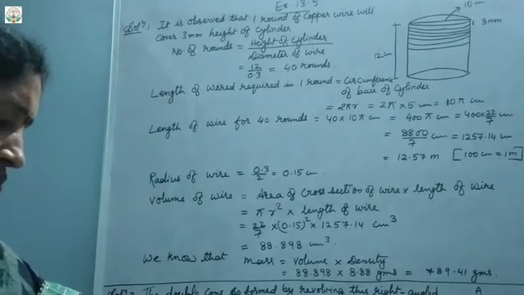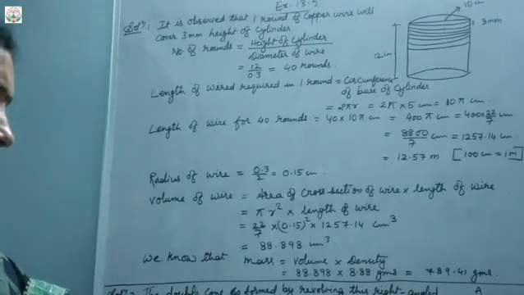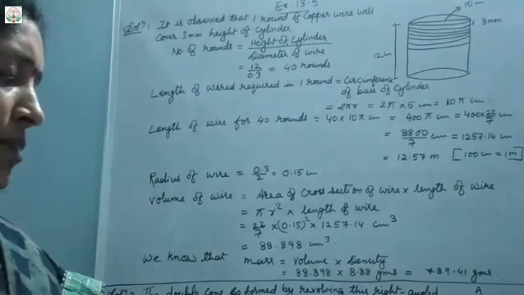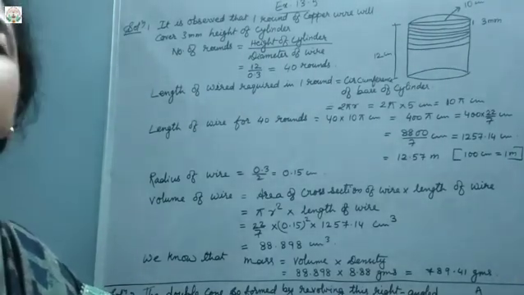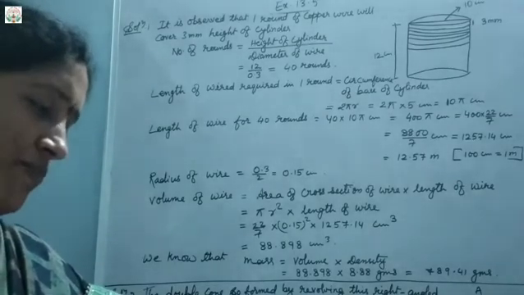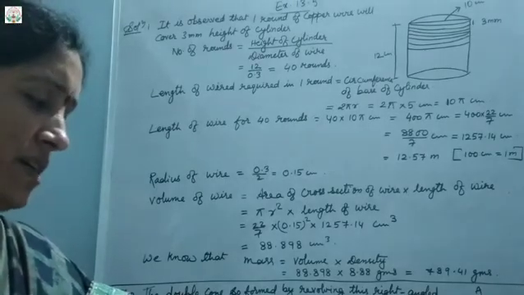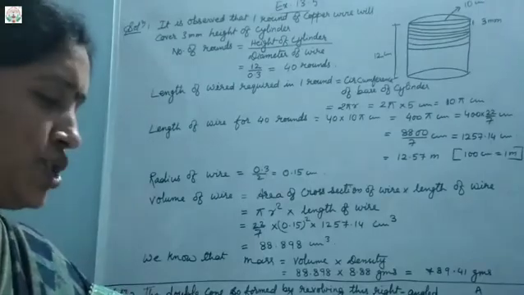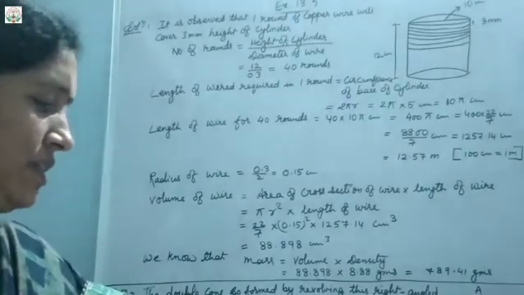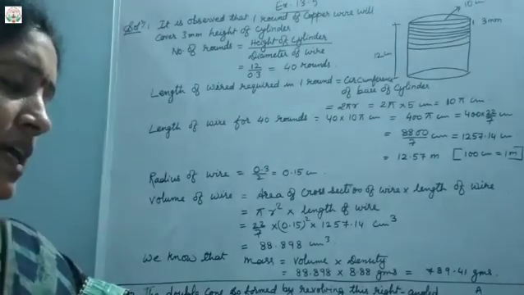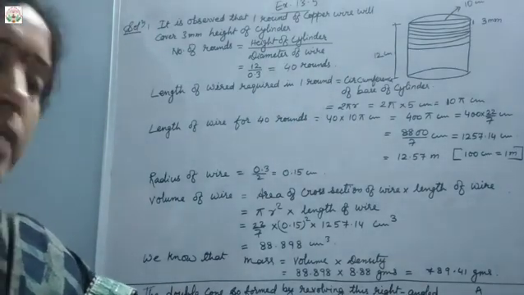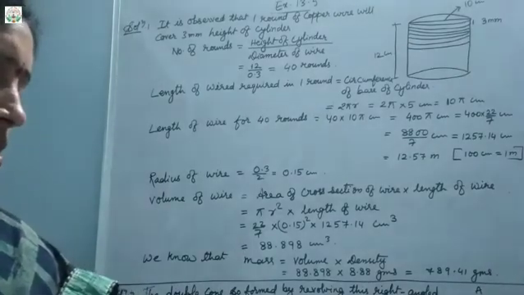Okay, so the first question goes like this: a copper wire 3 mm in diameter is wound about a cylinder whose length is 12 cm and diameter 10 cm. Means the cylinder's diameter is 10 cm and the length of the cylinder is 12 cm, so as to cover the curved surface of the cylinder. Find the length and mass of the wire, assuming the density of copper to be 8.88 grams per cubic centimeter.